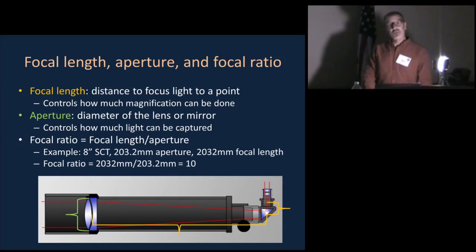There's one more that you'll hear sometimes, and that is just a combination of these two. Focal ratio is the focal length of the telescope divided by the aperture. I put up there some simple math. I mentioned that common 8-inch Schmidt-Cassegrain telescope. It has 203 millimeters aperture and 2032 millimeter focal length, so it's f/10. Pretty straightforward math.